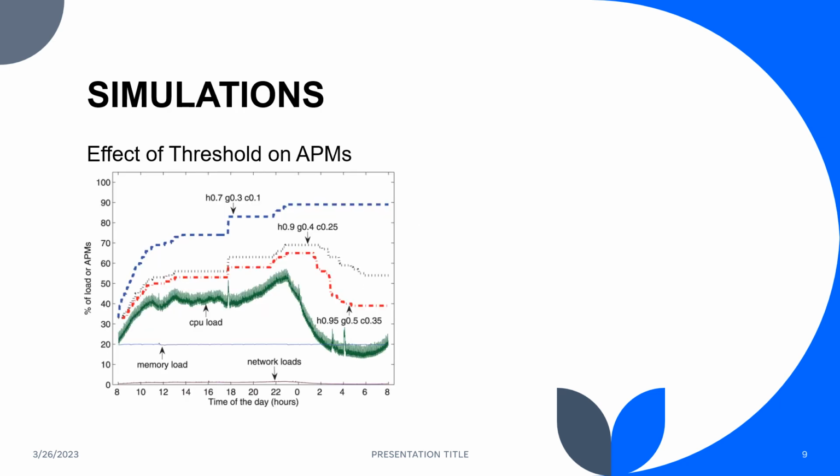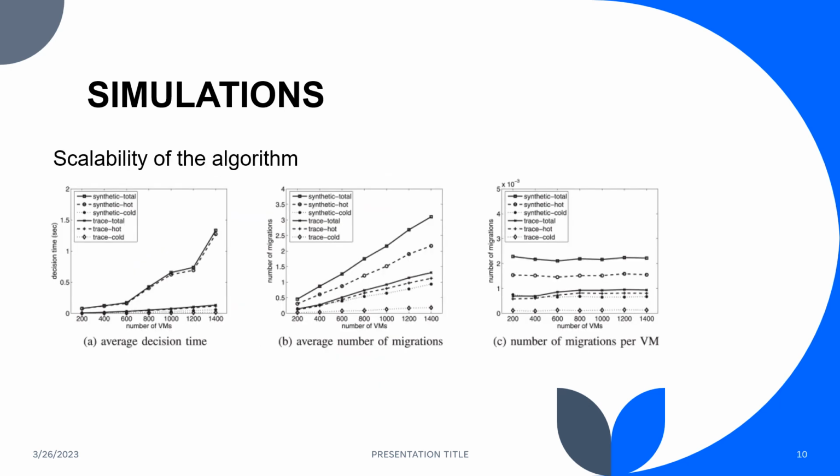So the graph that you're seeing here is a simulation of the algorithm for the given amount of time and the number of active physical machines. So for the same amount of CPU load, when we change the threshold of the algorithm, we can see that the number of physical machines that are active and turned on at that given amount of time also varies. The next simulation that we're seeing is for the scalability of the algorithm.